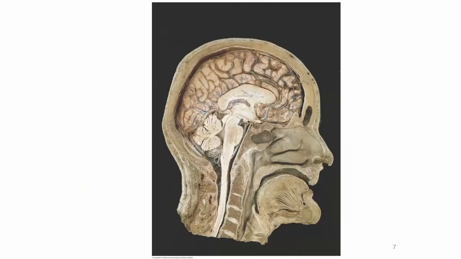Here's another view of the sagittal section of the brain in a more intact specimen, so to speak. So all this is the cerebral cortex. You can see the cerebellum over here. All that is the cerebral cortex, as I said.